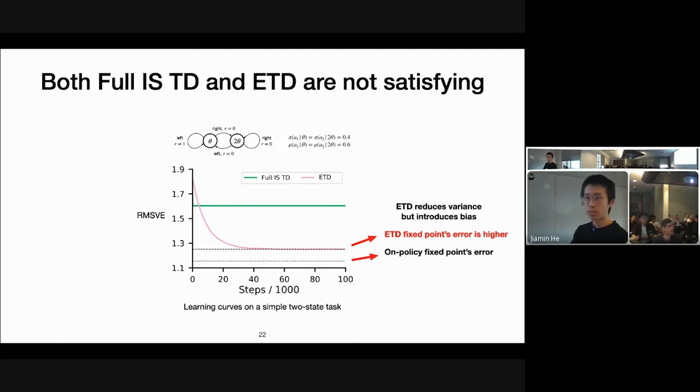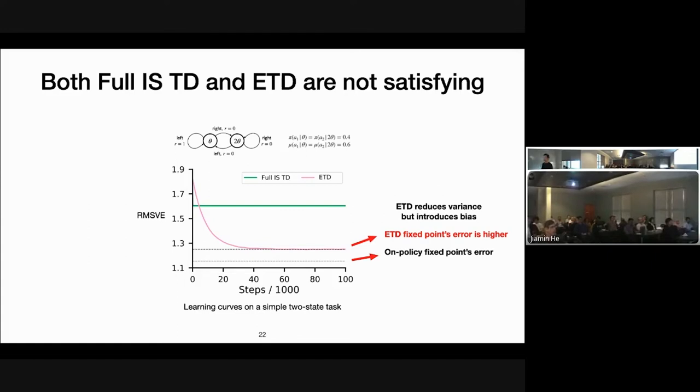Are we just not running it long enough for full IS TD to fluctuate at all? It looks like a pretty flat line, so I'm just curious. Yeah, it's not a problem of how many steps. The problem is that we have not run it long enough for it to converge. Theoretically, it could be the case, but I suspect it can never converge to the fixed point, and there is currently no result on it. But empirically, we can observe that the full IS ratio product will diminish to zero, which means it will not update theta. It will just keep theta forever, and its learning curve will stay flat.